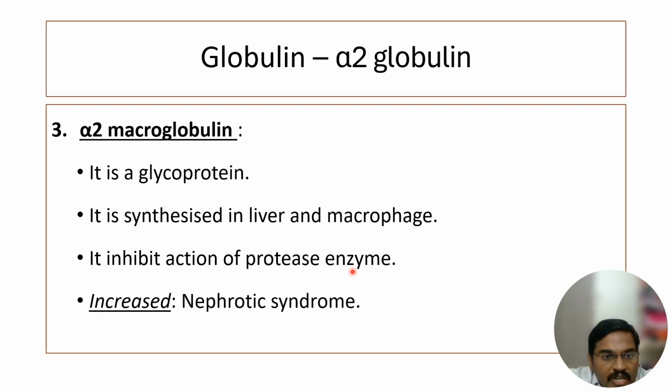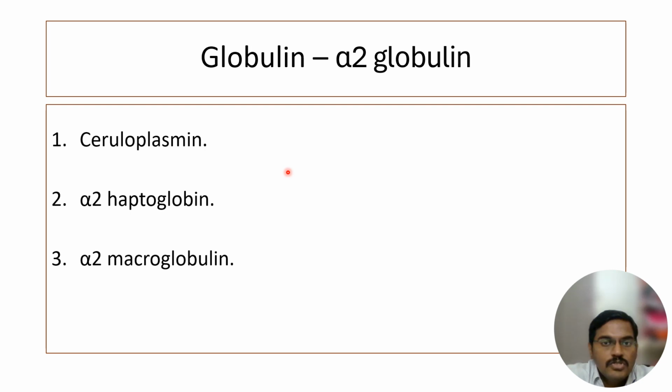It is increased in nephrotic syndrome. There is a reason for that. I will explain about this in the electrophoresis class. So in alpha 2 globulin, we have seen ceruloplasmin, alpha 2 haptoglobulin, alpha 2 macroglobulin. Ceruloplasmin is involved in copper transport, alpha 2 haptoglobulin is involved in excretion of free hemoglobin, and alpha 2 macroglobulin is involved in controlling infection.